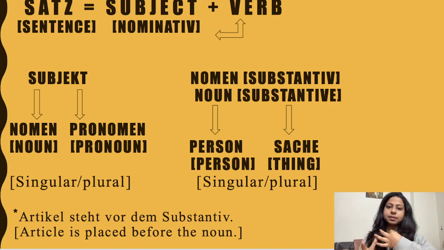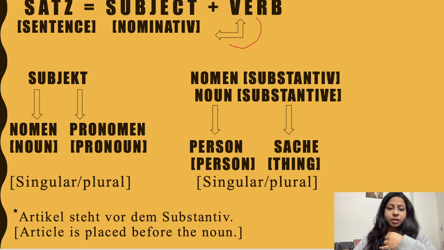Now, what is the formula? Satz is equal to subject plus verb. Satz means sentence. Sentence is equal to nominative plus verb. Subject is always nominative, and the verb depends on the subject. The subject can either be nomen or pronomen, which can either be singular or plural. A noun is always accompanied by an article, which we will see ahead. So this is the formula you have to remember: sentence is equal to nominative, which means subject, plus verb, and the verb depends on the subject.